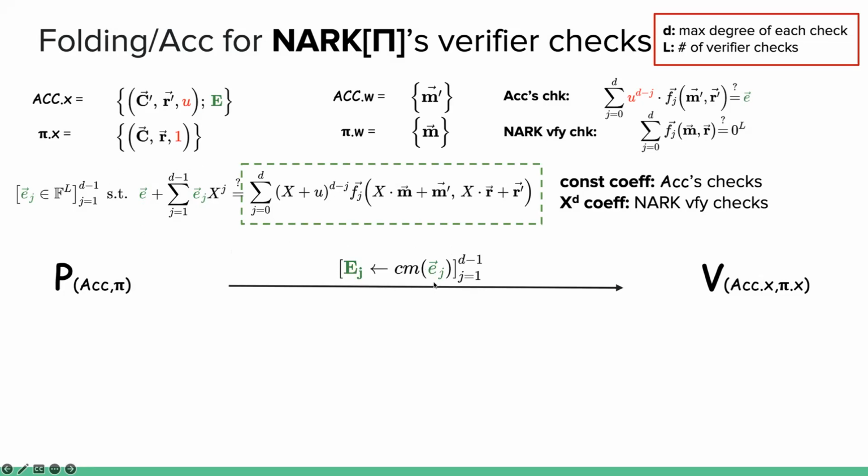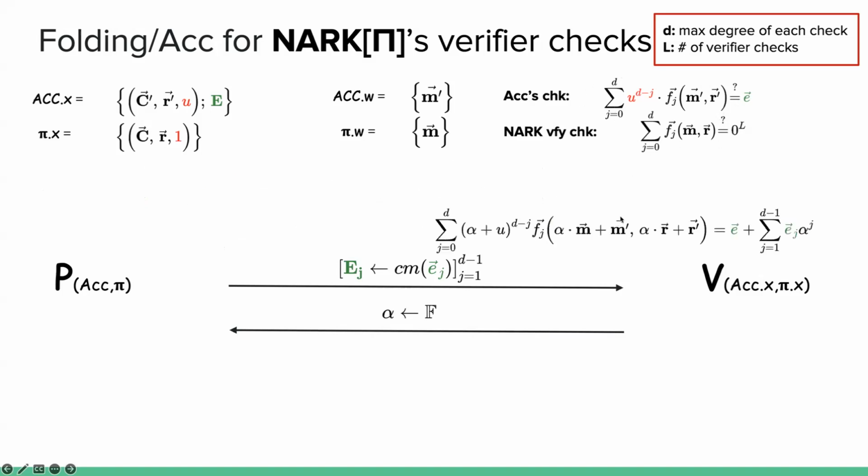Because these E_j are vectors of length L and are quite long, we also need to commit to them to make them short. After that, we can reduce this polynomial identity check to a random evaluation check. This is a very standard trick where the verifier just sends a random scalar. Now, instead of checking the polynomial identity, in order to check that these two equations hold true, it is equivalent to check that this new evaluation check is correct.